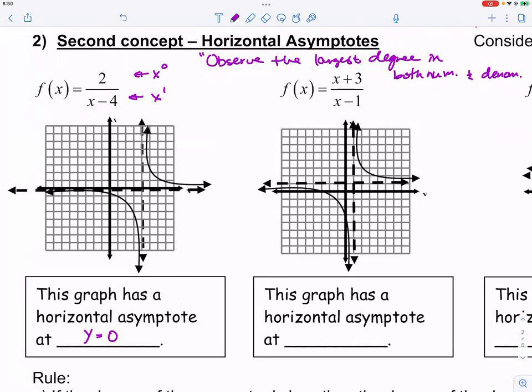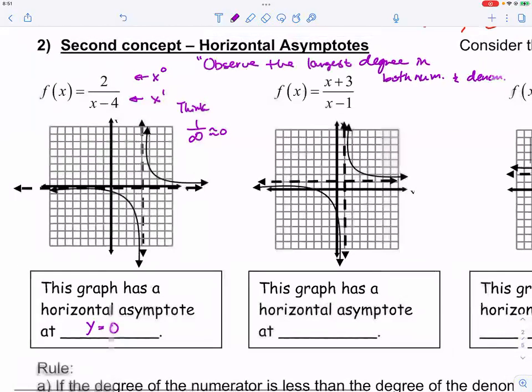Okay, so again, think 1 over infinity, it's approximately 0. Because as x gets bigger and bigger, if you go all the way to the right, you can foresee that the denominator is going to be gigantic while the numerator is going to stay at 2. So that's how you have it, and that's the horizontal asymptote.